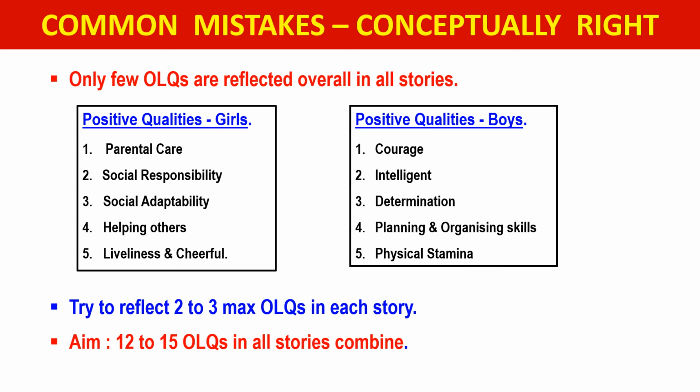Generally, boys and girls are built differently based on the needs of survival and because of the human reptilian brain. An average girl having an average IQ would display the following positive qualities: parental care, social responsibility, social adaptability, helping nature, liveliness, and being cheerful. Whereas an average IQ boy will display positive qualities like courage, intelligence, determination, planning and organizing skills, and physical stamina.